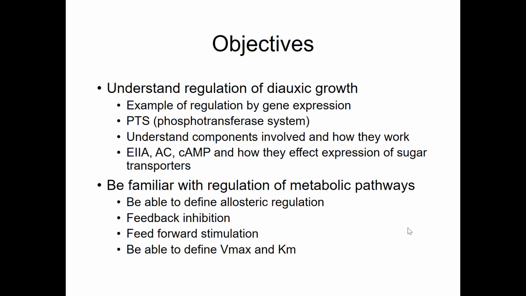Okay, so the objectives for today were to understand the regulation of diauxic growth, an example of gene regulation by gene expression, particularly regulation by the phosphotransferase system. So understand the components involved and how they work together: enzyme 2A, adenylate cyclase, and cyclic AMP, and how they affect the expression of different sugar transporters. You should also be familiar with the regulation of metabolic pathways. So be able to define allosteric regulation, as well as feedback inhibition and feed-forward stimulation. Be able to look at a Michaelis-Menten plot, be able to define Vmax and Km, as well as what Km means for the cell.